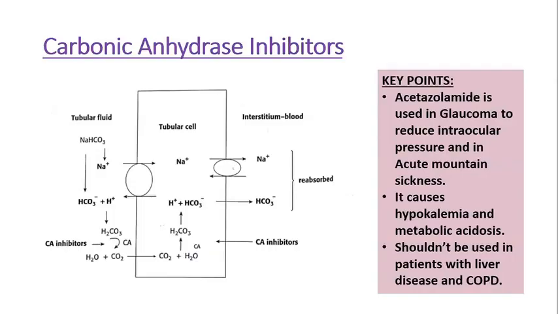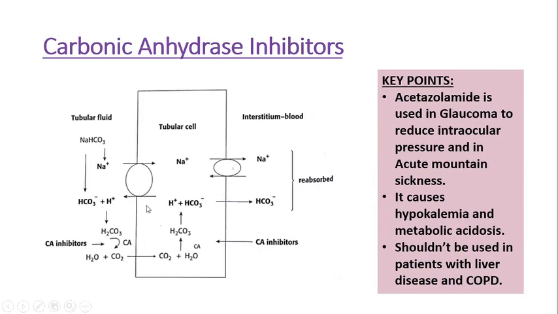So we're going to discuss carbonic anhydrase inhibitors first. Before we look into the drugs, we should know the mechanism of action. Here there is a diagram that looks quite complicated, but it's not really complicated once we understand what's going on. So we will break it down. Carbonic anhydrase inhibitors prevent reabsorption of bicarbonate ions in the proximal convoluted tubule.